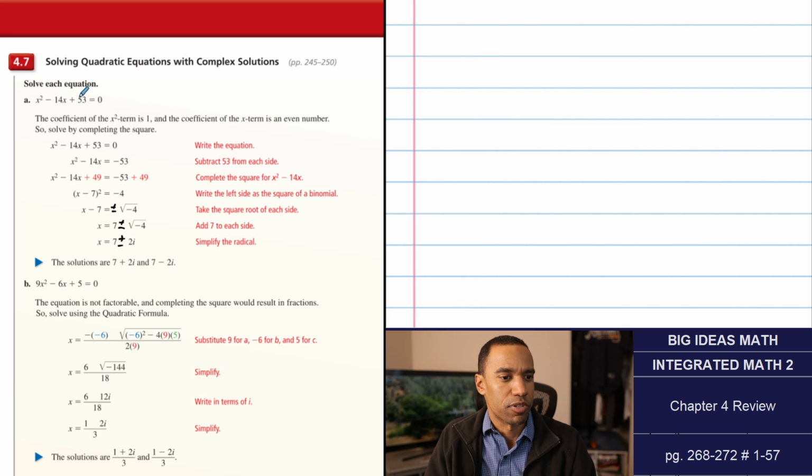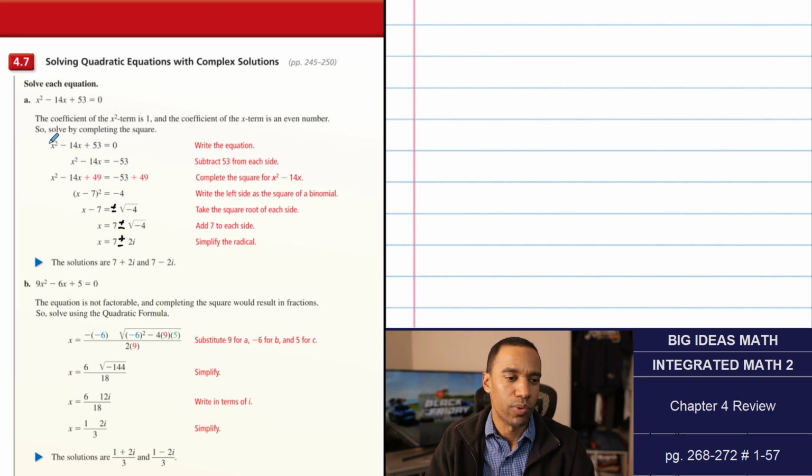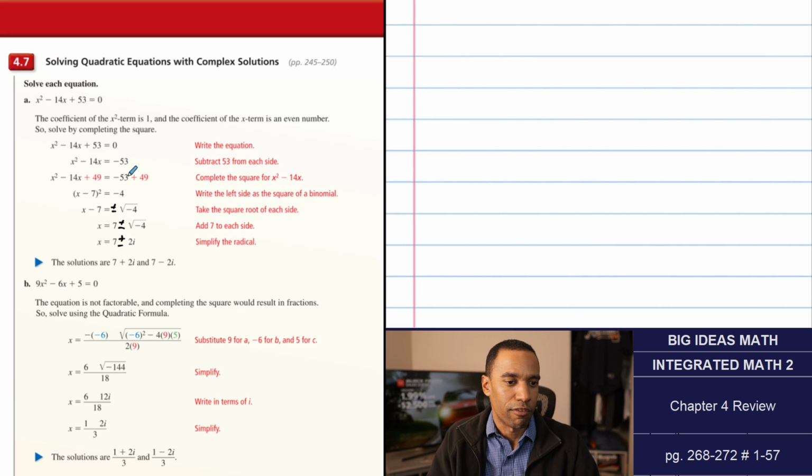x squared minus 14x plus 53 equals 0. They took the method right out of my mouth, where they solved by completing the square. I would do this too, as long as you got a 1x squared and an even linear coefficient. They subtract the 53 over, divide -14 by 2 and square it to get 49. -53 plus 49. This factors to (x minus 7) squared, but you get a -4.